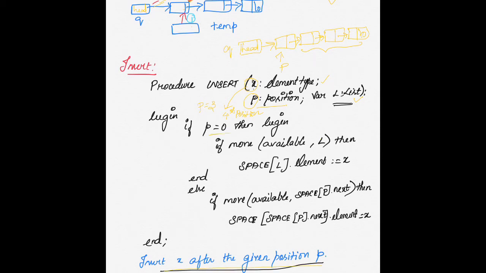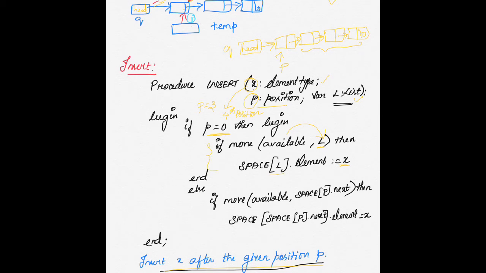Initially, if your position is 0, then you are supposed to insert x in the first location. If you are inserting that in the first location, it means that initially the entire linked list is empty and you are creating the first list. So we will be taking one free memory cell from available to the new list L. So we are going to create a new list L, taking one memory cell from available to L, and we are going to insert that element as the first element for your newly created list L. So that was the meaning of these two lines.